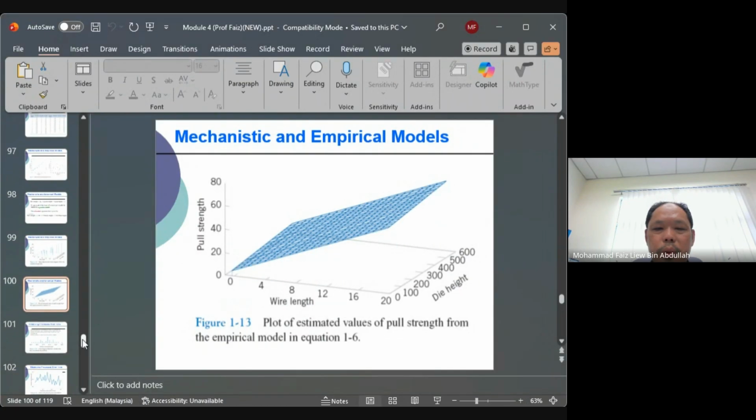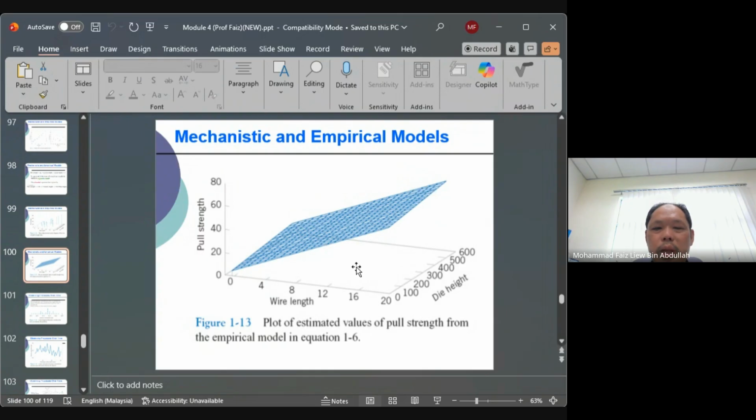Of course, when you plot the graph, you need to be able to explain how to read this graph and what you want to see from it. Okay, so this one is to estimate the value of the pull strength from the empirical model. So for a pull strength of 80, the die height will be around 600, and then the wire length about 16.